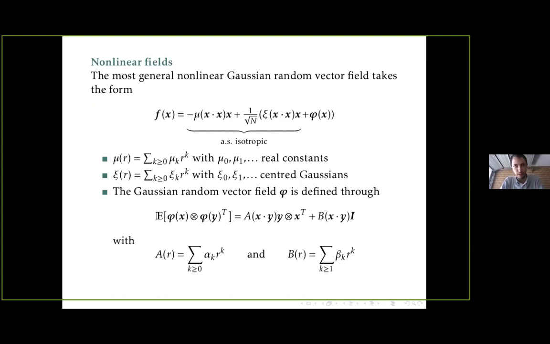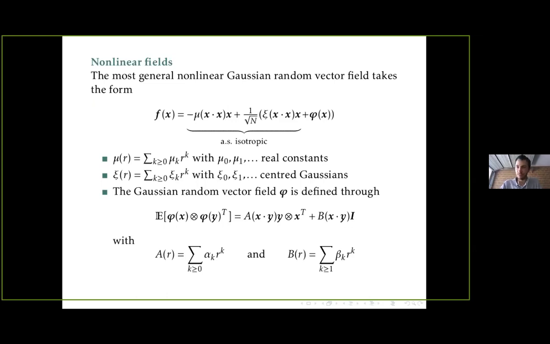The point is, when we have these assumptions, then we can generalize to a nonlinear field. It looks very much the same, so rather than having this mu constant as we just had, it will now be some function that depends on x dot x. That's just the usual inner product, so something that depends on the distance to the origin. And similarly, the psi that was just a random variable before is now a random function that only depends on the distance to the origin squared. These first two terms are the part that is almost surely isotropic, and it's kind of the boring part of the system.